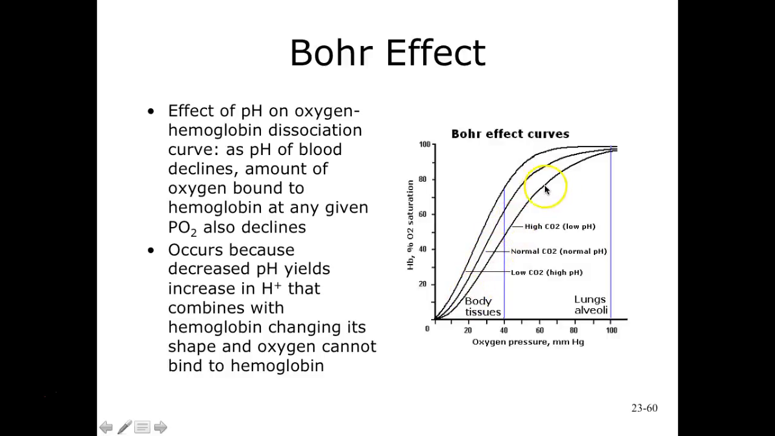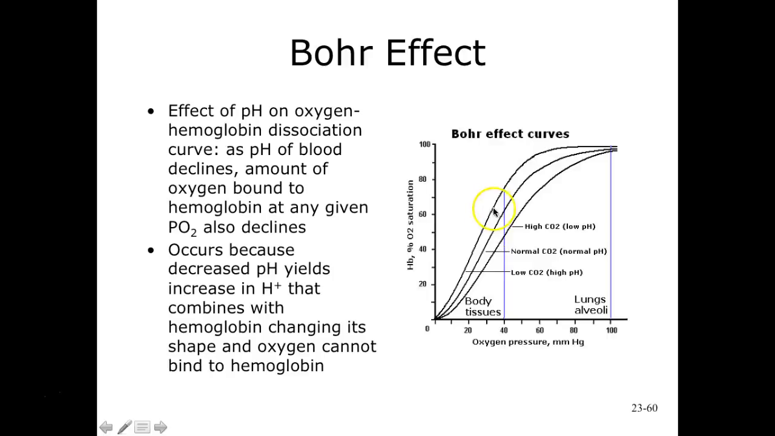So we're following this curve right in here. This occurs because this decrease in pH is going to yield an increase in hydrogen that's going to combine with hemoglobin, changing its shape, and oxygen cannot bind to hemoglobin as readily.